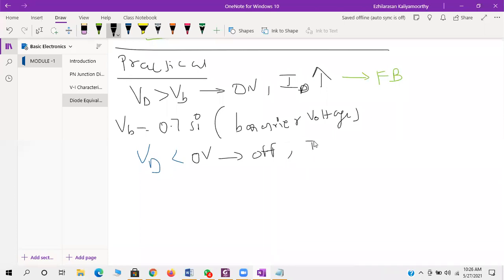But your ID, that is diode current, will be reduced, in the sense you will get a negative diode current. This reverse saturation will be there. That I won't say as ID. Normally, that I will call as IS, that is reverse saturation current. So this will be a reverse bias condition.